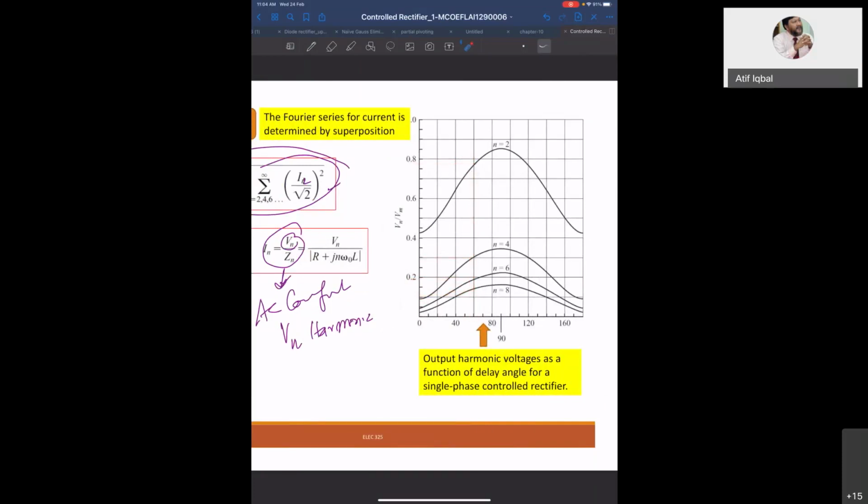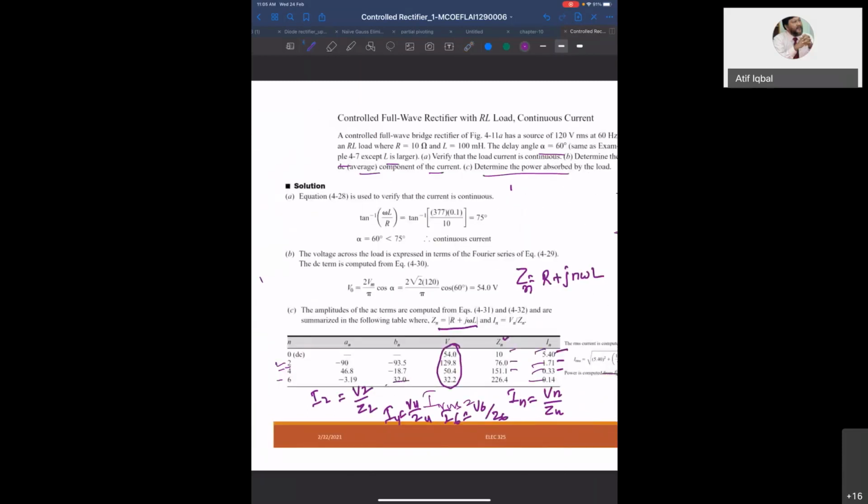This is around, you see, this is 0.6, this is 0.7, so this is around 0.76 or 0.78. Consider this as 0.76. That means Vn is equal to 0.76 of Vm. Now what is Vm? Vm is the peak value. The RMS value is 120, so the peak value is 169, which is root 2 times 120. So 0.76 times root 2 times 120 comes out as 128.97. This is from the graph.